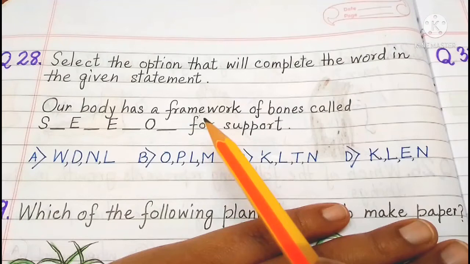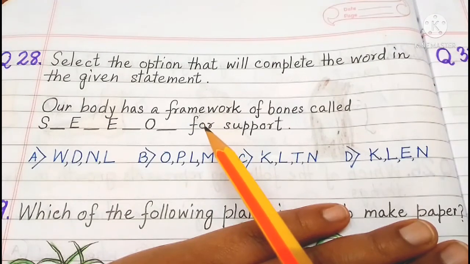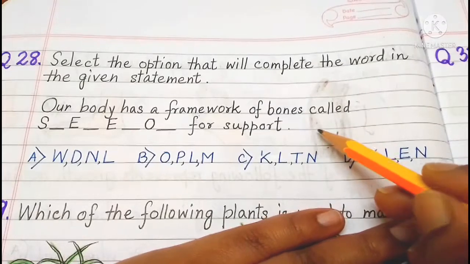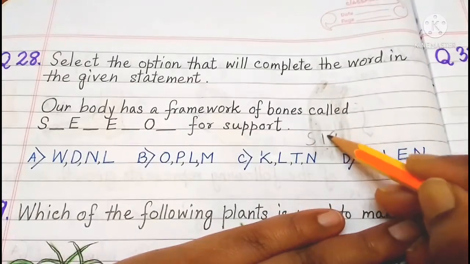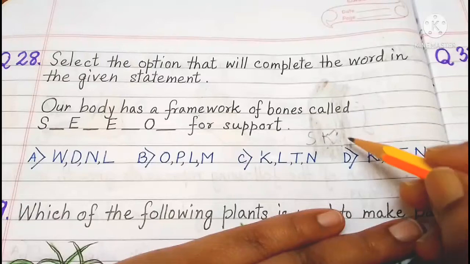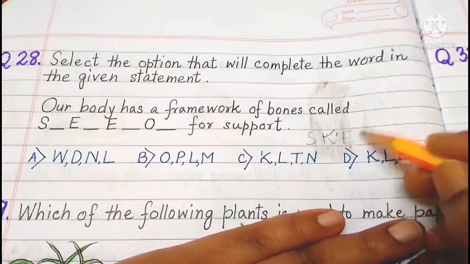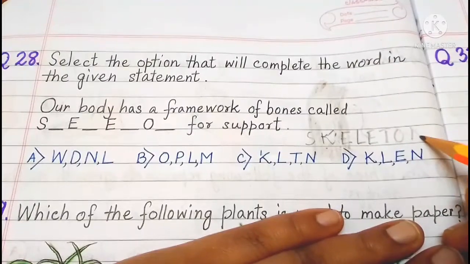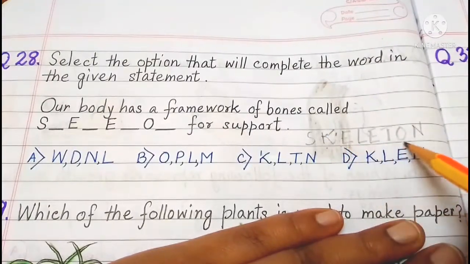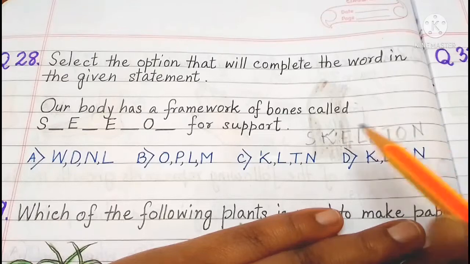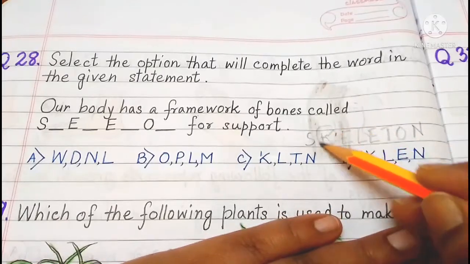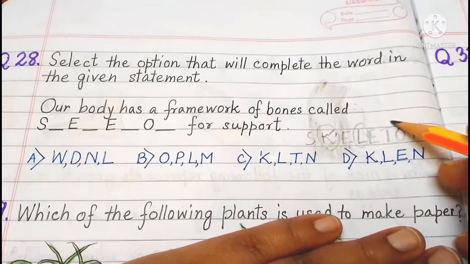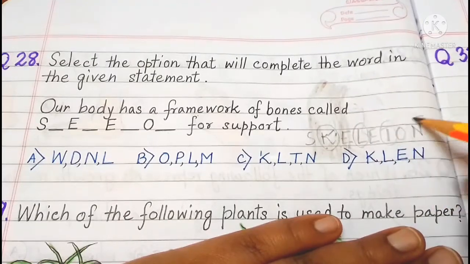So what is the framework of our bones called? It is called skeleton. So can you write skeleton? S-K-E-L-E-T-O-N, skeleton. So the blank is given over this place, this place, this place and this place.